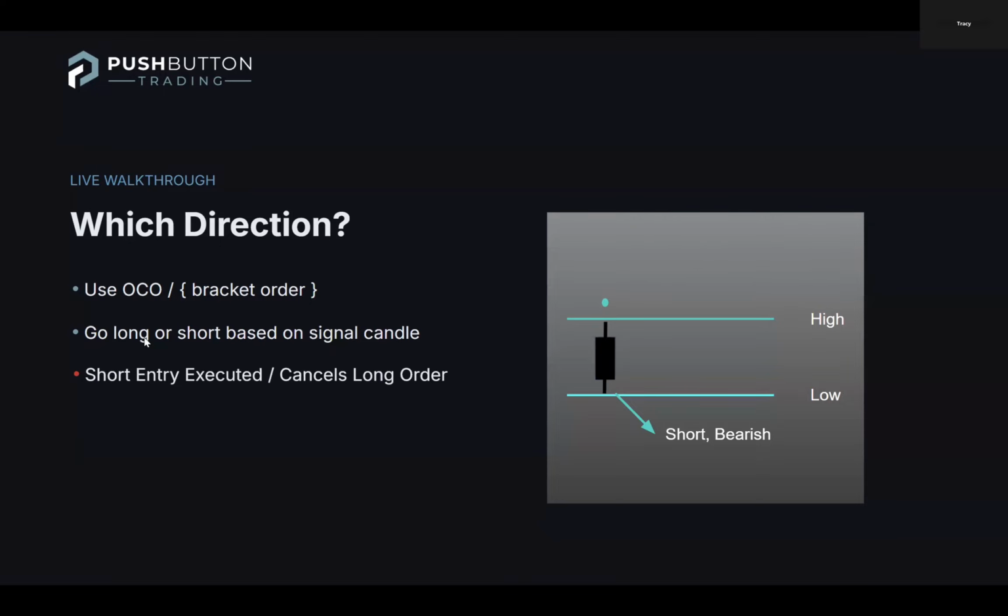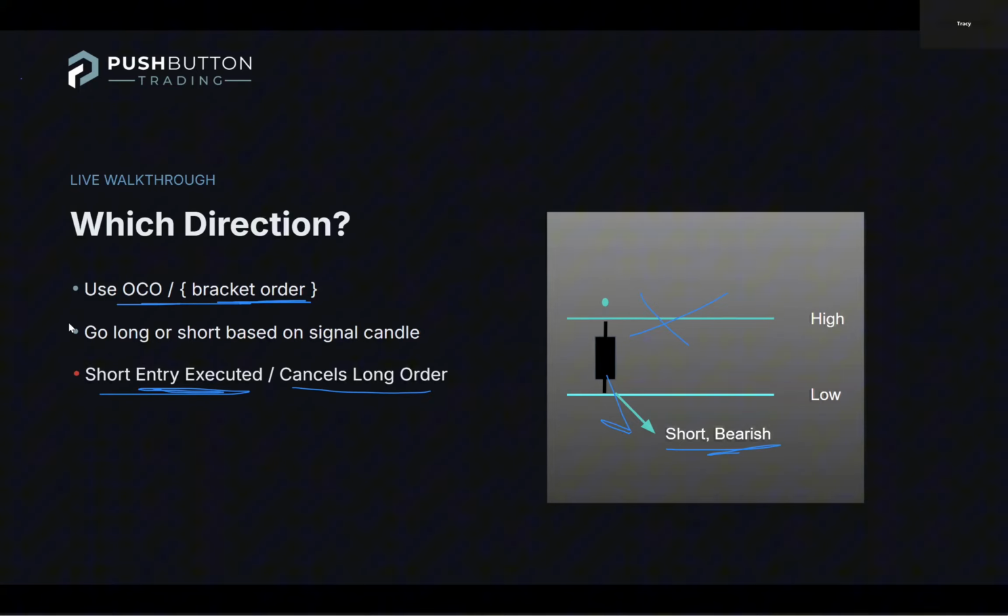And what happens here in our example is if we break lower, we're going to get short and it's going to auto cancel that long order. Okay. And again, this is the bracket order. This is kind of the benefit of this type of order type, because I don't know which way it's going to go. I have some theories, but I don't really know.